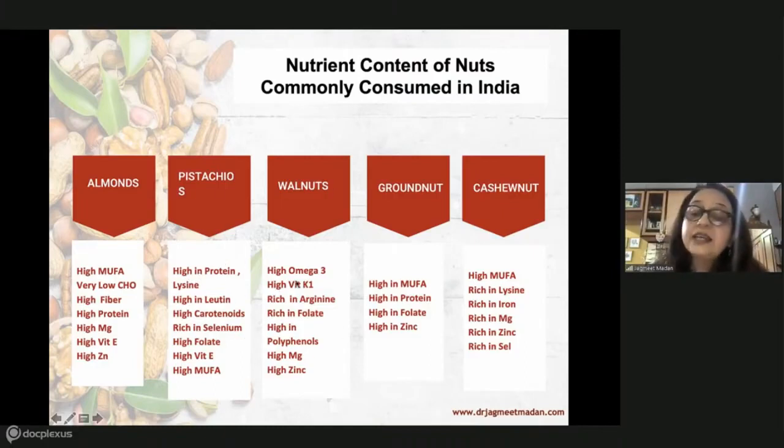Walnuts lead in omega-3, vitamin K1, arginine, folate, and some of the polyphenols, which are very high in walnuts. Groundnuts, again, are high in MUFA. They give you protein, folate, and zinc. And cashews, again, have the highest amount of MUFA, a good amount of good quality protein, and important minerals.